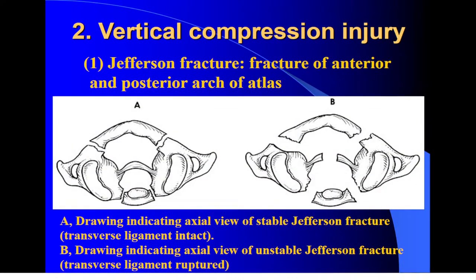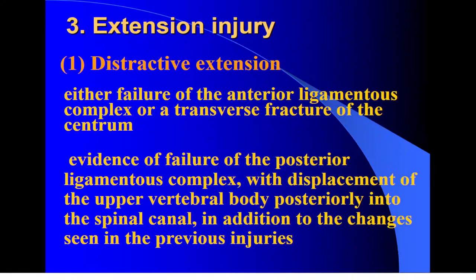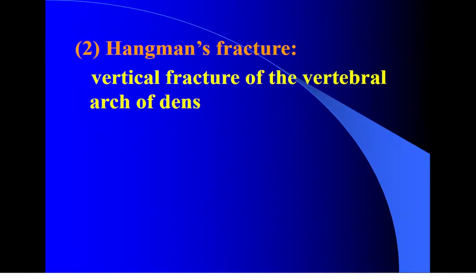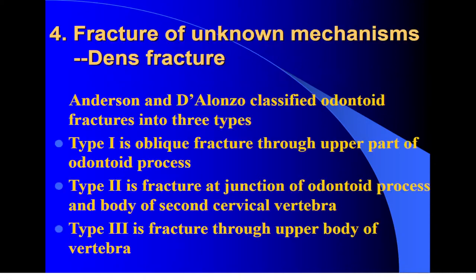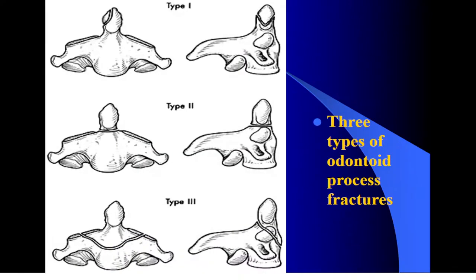Okay, so let's return to the first two cervical vertebrae. So once again, Jefferson fractures are the fractures of the first cervical vertebra, and for the second cervical vertebra, we have the so-called Hangman fracture. So for the second cervical vertebra, let's remember basic anatomy. Compared to the other vertebrae, C2 has a unique odontoid process, which we don't have in other vertebrae.